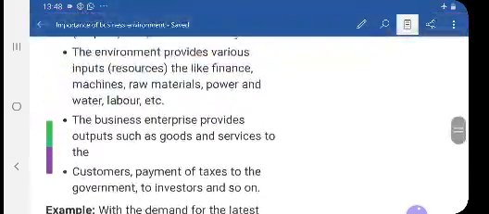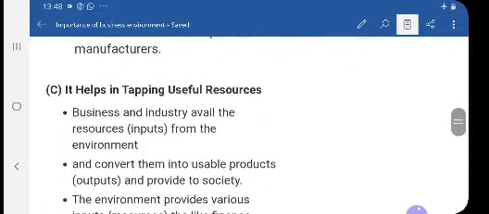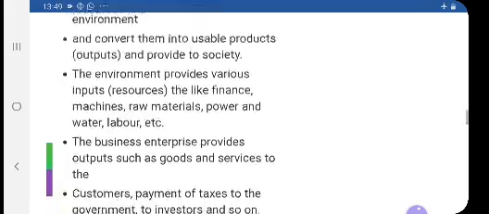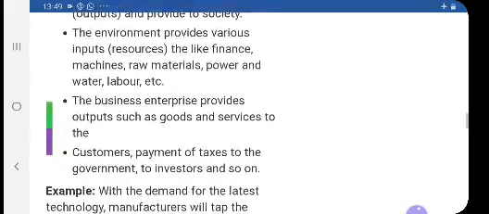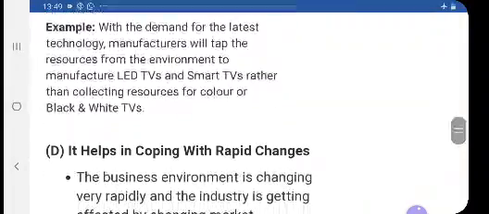So as per the demand of the product in the market, accordingly they arrange the resources to manufacture only those goods which are in demand. So they just collect the resources from the society, from the environment, and accordingly manufacture the goods for the consumers.